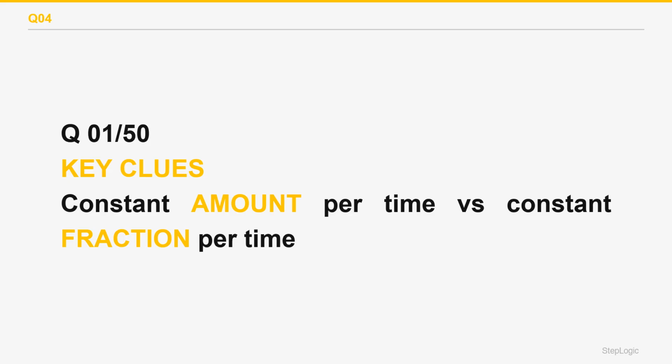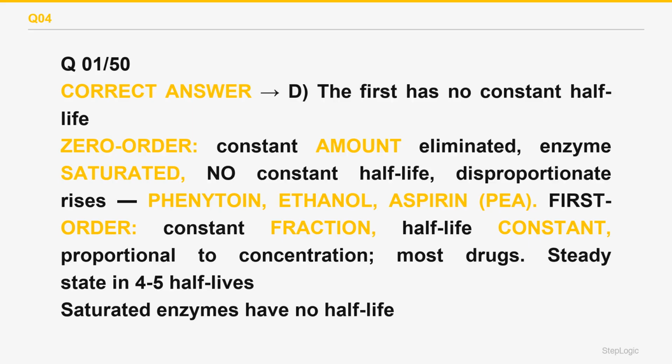First-order kinetics removes a constant fraction per unit time, so elimination is proportional to concentration and the half-life is constant. Most drugs behave this way. Zero-order kinetics removes a constant amount per unit time because the eliminating enzyme is saturated, so there is no constant half-life. A small dose increase produces a disproportionately large rise in concentration and unpredictable accumulation. The three classic zero-order drugs are phenytoin, ethanol, and aspirin at high dose, remembered as PEA. Choice E assigns saturation to the wrong drug. The correct answer is D.